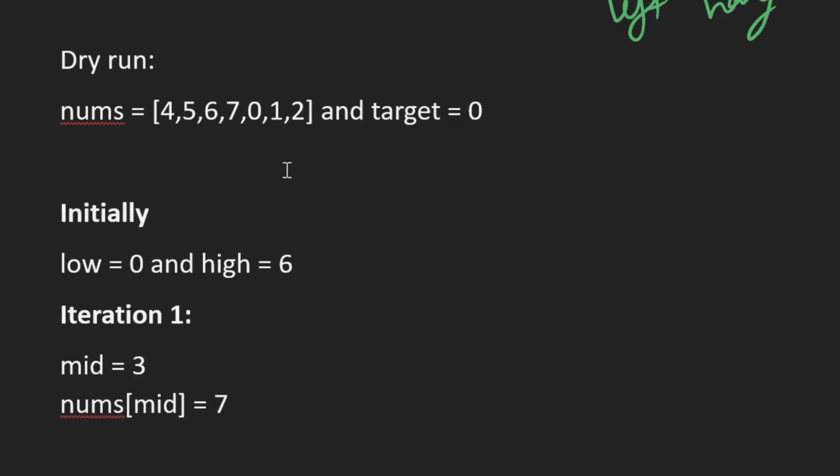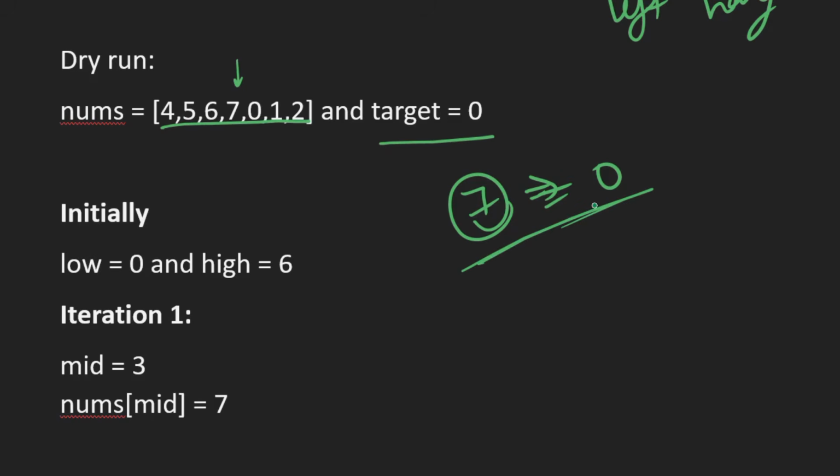So let's try to understand the whole approach with the help of an example. So we have taken this example and target is 0. Initially we first find the midpoint. So our mid element is 7, right? Now we first compare our target with our mid element. Is 7 and 0 equal? No, mid and target are not equal.